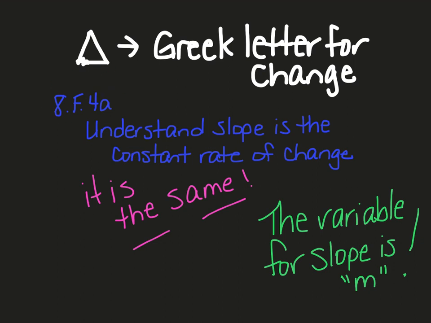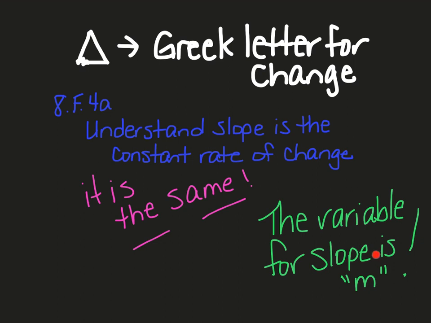We're going to go back and forth from the function standard to the equations and expressions and inequalities. But it doesn't matter. There's a little bit of a difference in functions, but a lot of it's the same. So understand slope is the constant rate of change. That's part of what you have to learn as an 8th grader. There it is, right there. That's the standard. You have to understand slope is the constant rate of change. So, what is the constant rate of change? It's slope. It's the same.